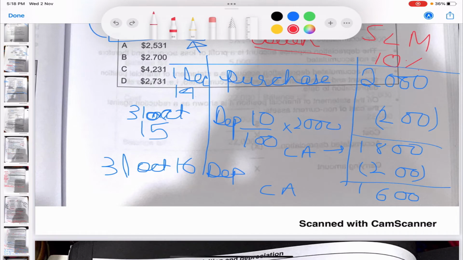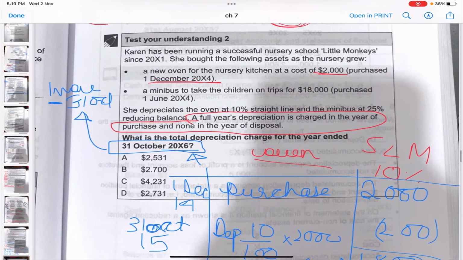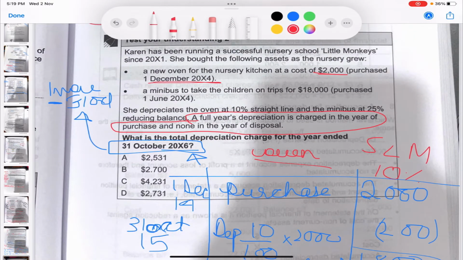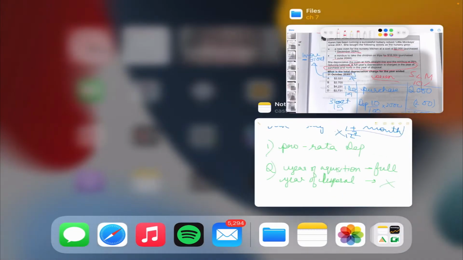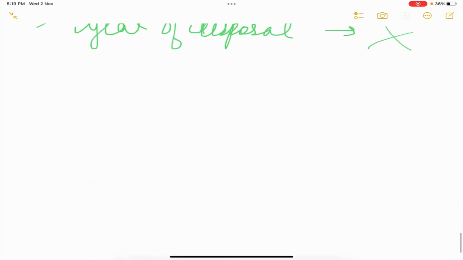Now, how much depreciation has taken place on the oven on 31st October 2016? 200 has been the depreciation in 2016, right? Now, let's go to the question again. A minibus. So a minibus has a depreciation of 25% on the reducing balance, and it was initially bought for 18,000 on 1st June 2014. Okay, let's do that also.